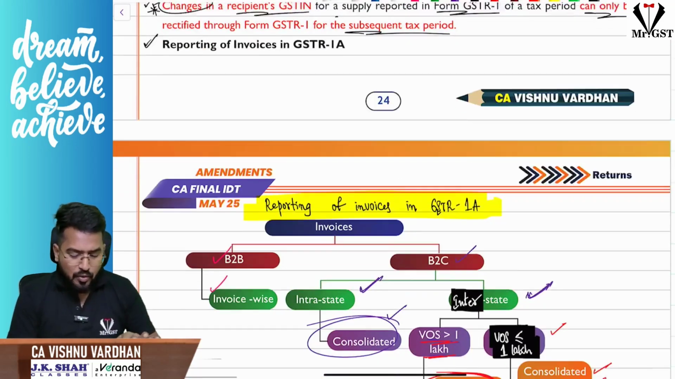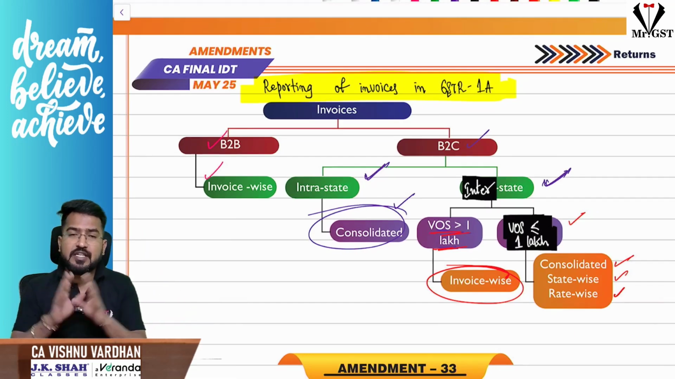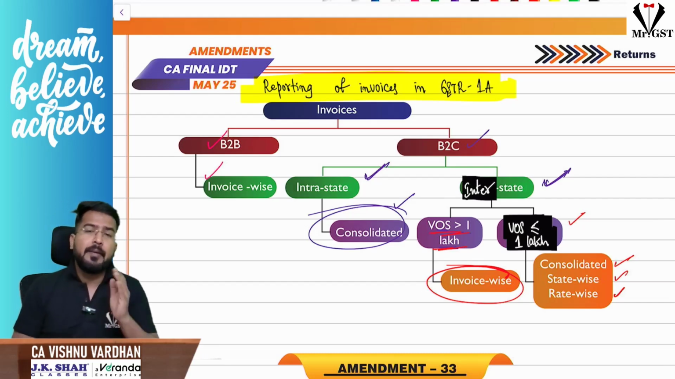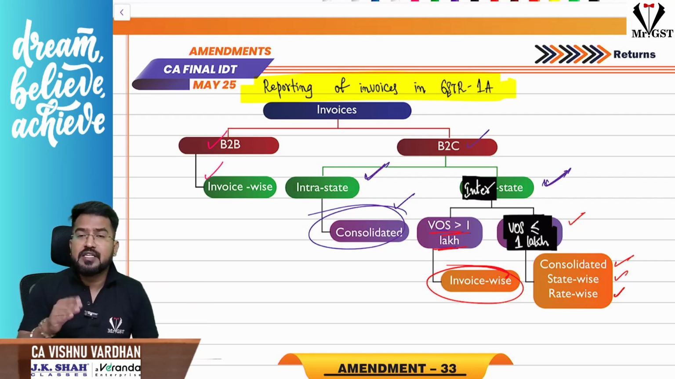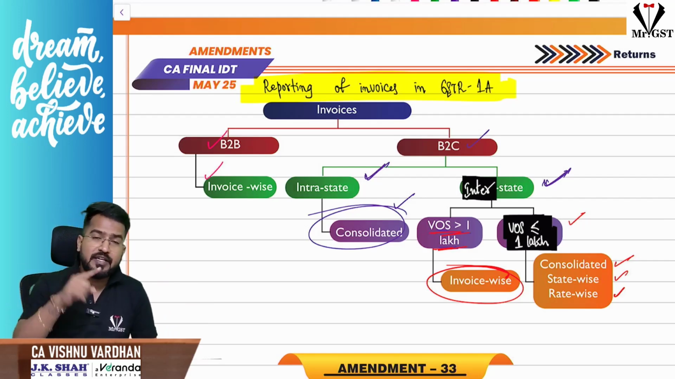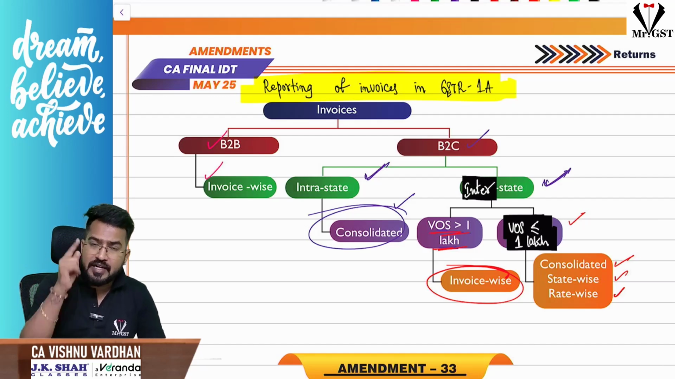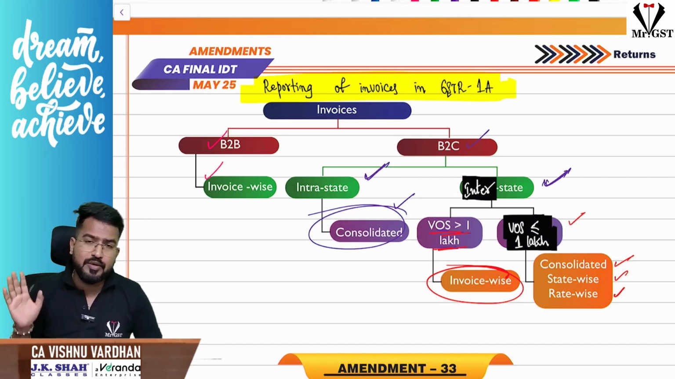Okay. Next, how do you report invoices in GSTR 1A? Whether it is GSTR 1A or GSTR 1, reporting of invoices is B2B, B2C large, B2C others, you know that. B2B normally, yes, invoice wise you have to report. B2C large, when we say B2C large, sir, it is interstate supply. Earlier it was 2,50,000. Now if the value of supply is greater than 1 lakh, it should be reported invoice wise. If it is less than or equal to 1 lakh, you have to report it consolidated, rate wise, state wise.